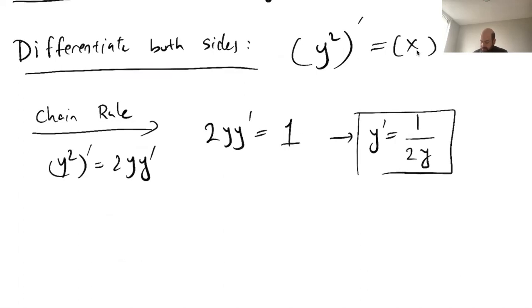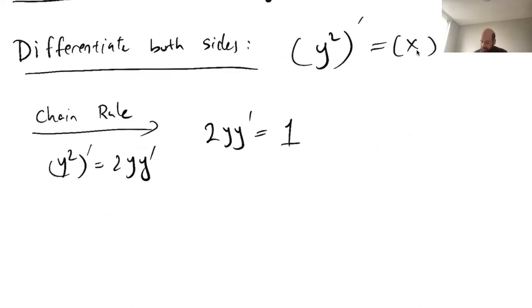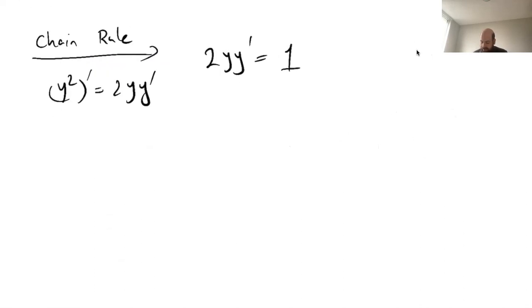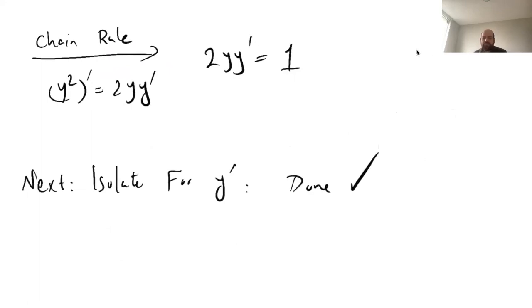Let me write it step by step. So 2y y prime equals 1. Isolate for y prime, which is already done, right? Isolate means taking everything containing y prime to one side, and the other terms to the other side. Well, it's already in that form. There's only one term containing y prime, which is 2y y prime, and that's on the left-hand side, and the other term, which is 1, is on the right-hand side. So it's already isolated. I don't need to do anything.